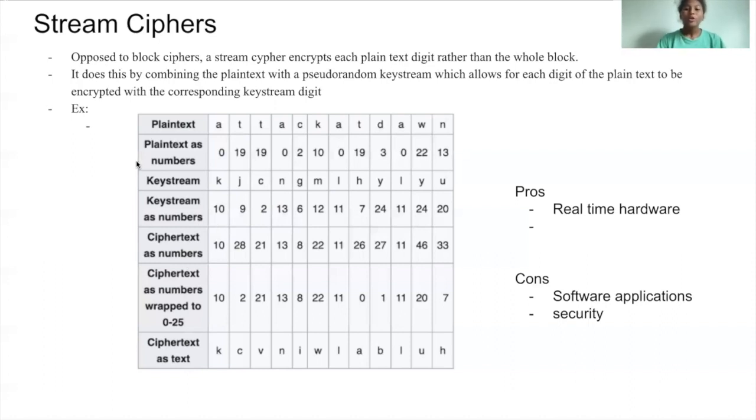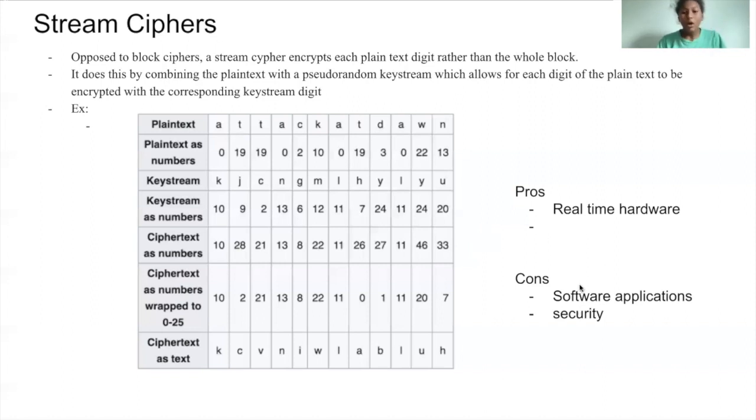text again. So the pros of using stream ciphers is it's really good for real-time hardware or real-time information, things that are coming in one bit at a time. You can encrypt it as you go. Cons would be software applications, because if you were to download that and it comes into pre-spaced blocks, it'd be easier to encrypt the blocks or use block encryption that encrypts the size of data that's already coming in.